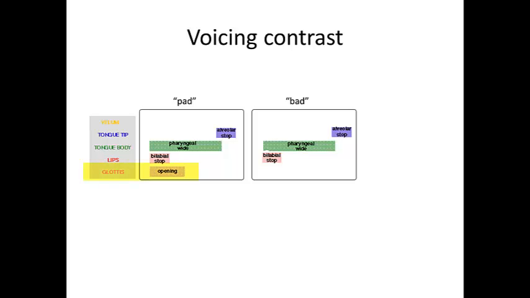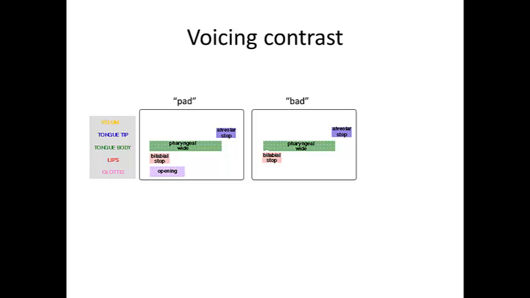Specifically, the glottis has to start open in pad and remain open just a bit longer than the gesture of bilabial closure lasts. This is what allows for a reasonable amount of voice onset time, during which air can rush out, the phenomenon we refer to as aspiration. No such asynchronous timing is necessary in bad.